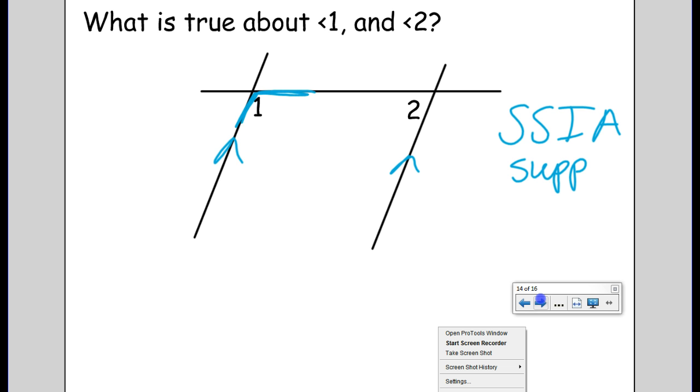You could take this angle right here, and if you were to move it over, how is that related to angle 2? What's this vocab word? Linear pair, which is adjacent and supplementary. So that's why same-side interior angles are supplementary, because I could move angle 1 here, and now these two are a linear pair. And that's why they add up to 180.